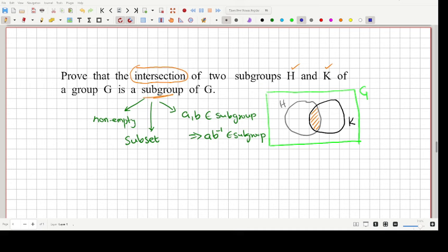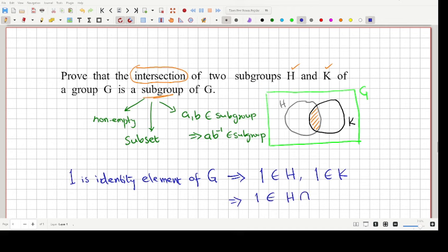Okay, let's get down to work. First of all, let 1 be the identity element of G. If 1 is the identity element of G, then 1 belongs to both the subgroups, right? 1 belongs to H and 1 belongs to K. And since 1 belongs to H and 1 belongs to K, we can safely say that 1 belongs to H intersection K. And that shows that H intersection K is non-empty.